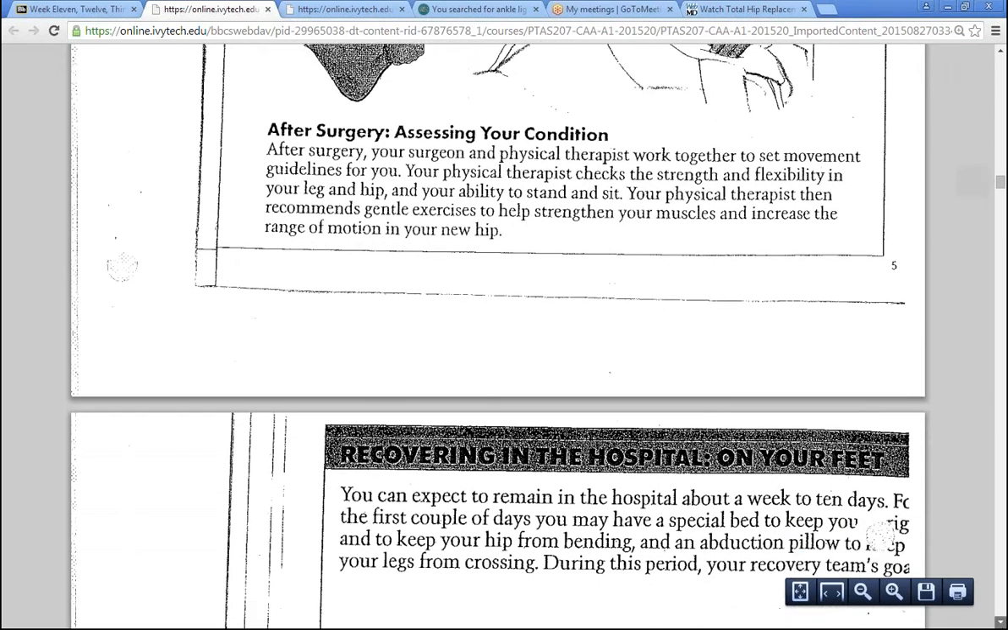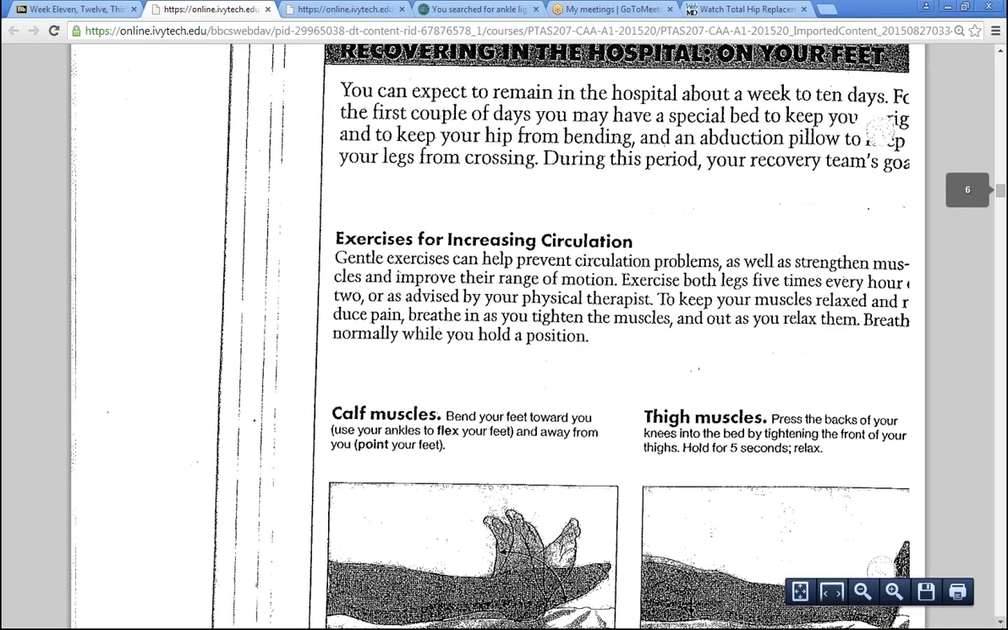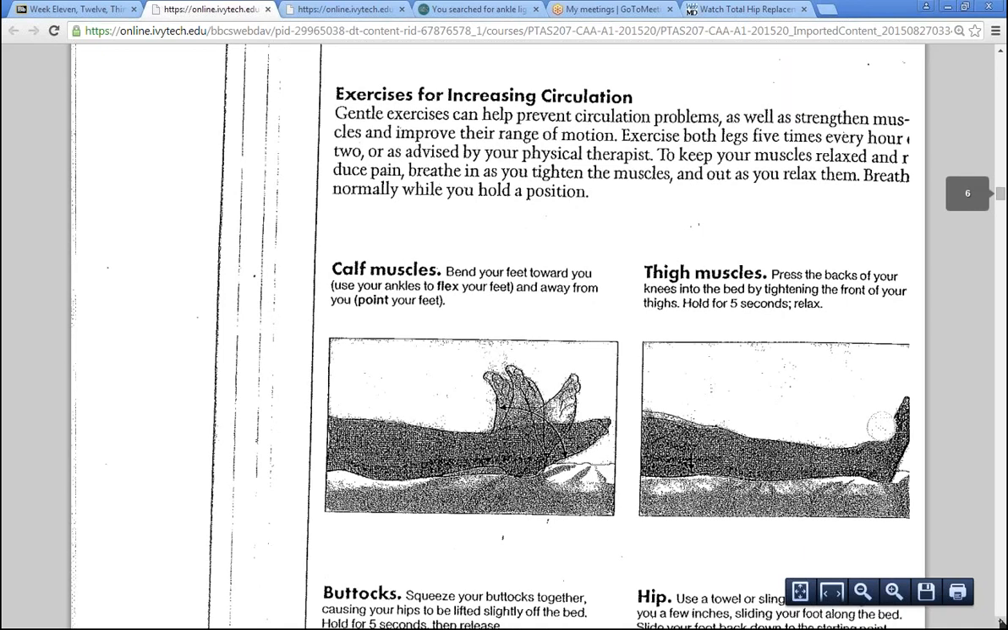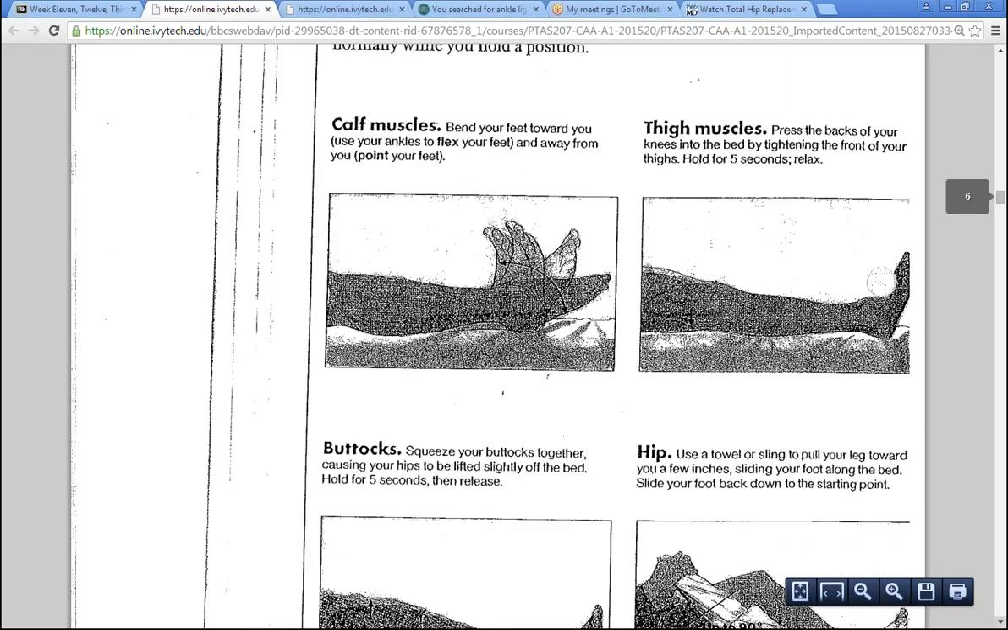Let's see. We talk about a variety of different things after the surgery, and in this case, we're talking about the exercises. And so you'll see very common exercises that were provided in the original lecture for the lower extremity diagnoses. We're doing calf muscles. Now, it says bend your feet toward you, use your ankles to flex your feet, and away from you to point your feet. Now again, remember, this is for the purpose of preventing or decreasing the chance of DVTs, so it's important that the plantar flexors are actually the focus of this exercise, which means they have to be pushing down, not just dropping their foot down.